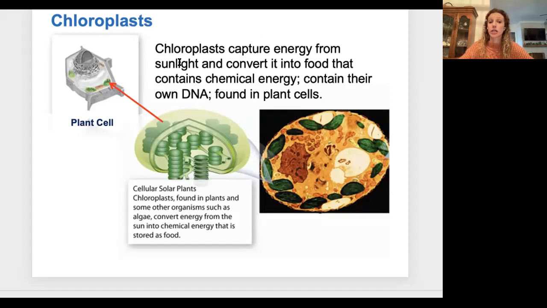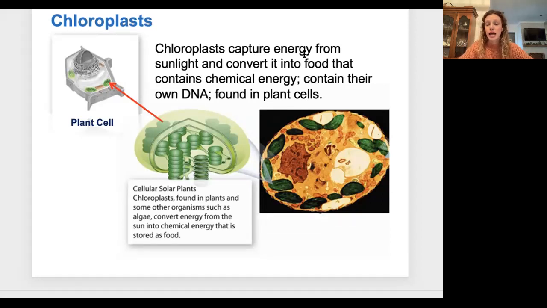Chloroplasts capture energy from sunlight and convert it into food energy, food that contains chemical energy. I like to call them the money makers of the plant. They go up and capture sunlight, and then convert it into food. What food do plants consume? Glucose. They're going to eat that glucose, and break it down into a chemical energy that the plant can actually use for cellular processes.